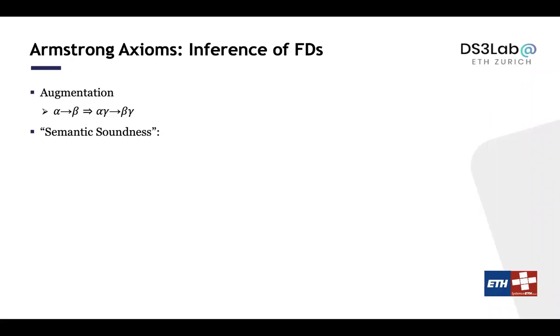So this is also easy to prove. Again, we prove by contradiction, and we assume first that there's a functional dependency from alpha to beta, and we assume on the other hand that you do not have a functional dependency from alpha gamma to beta gamma.